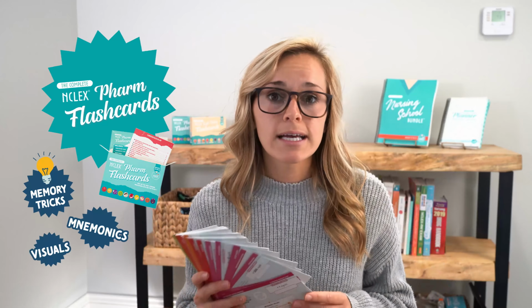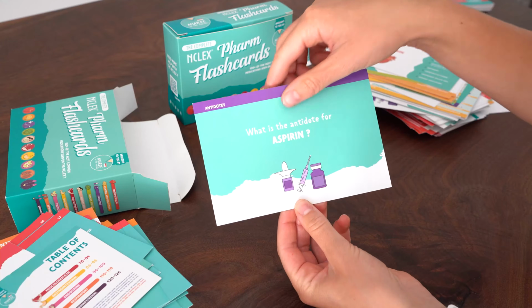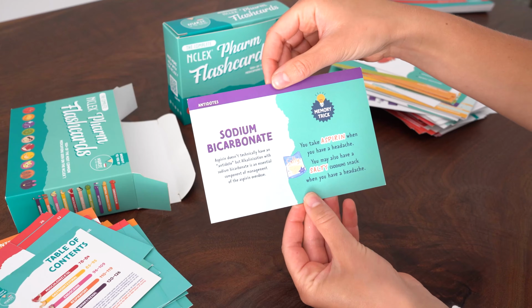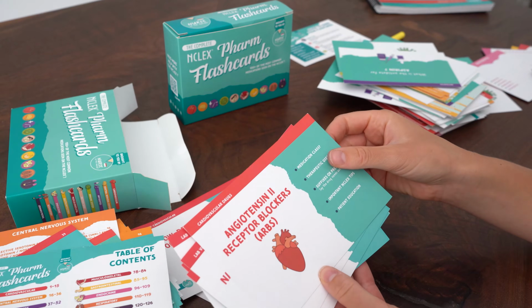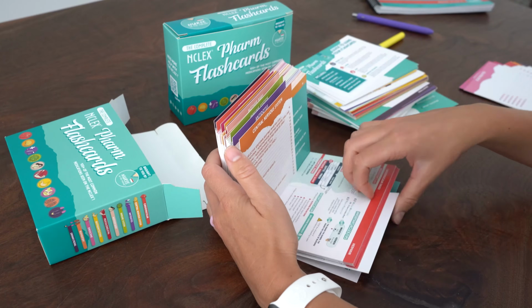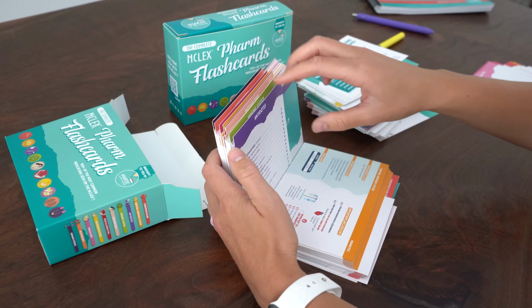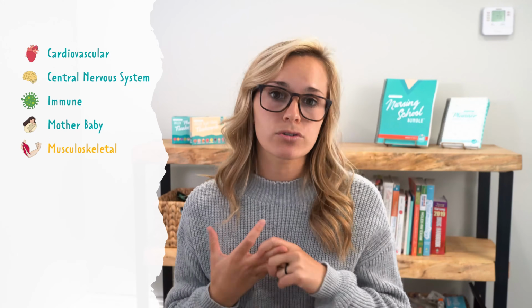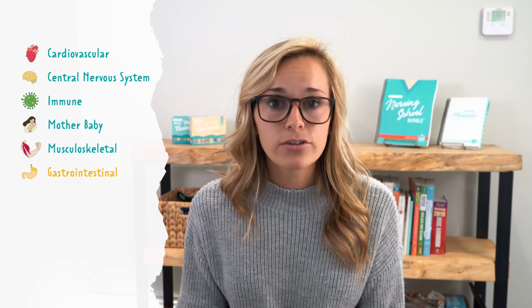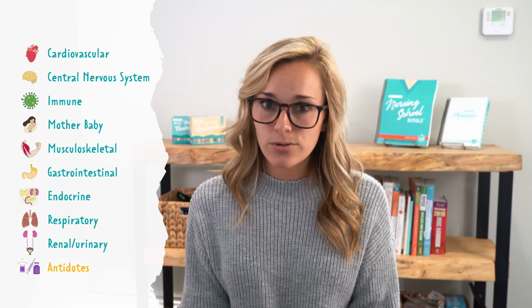They're full of memory tricks, mnemonics, and visuals. It contains 110 of the most common medications you'll see on the NCLEX and taught in nursing school. Plus, I also include the most common antidotes. It includes a ton of topics, and it's organized by section dividers, which are included. They're really easy to place in your flashcards. This way you can see the different sections like cardiovascular, central nervous system, immune, mother baby, musculoskeletal, gastrointestinal, endocrine, respiratory, renal, and antidotes. I'll show you an example of what a card looks like.